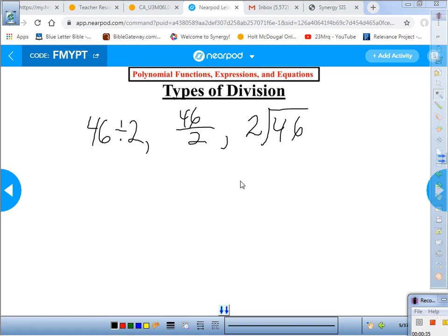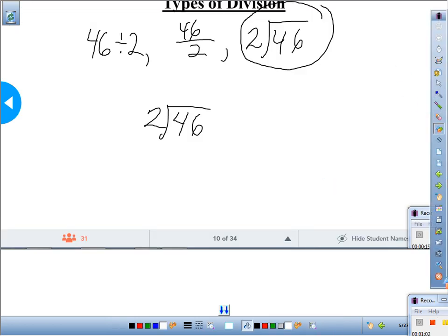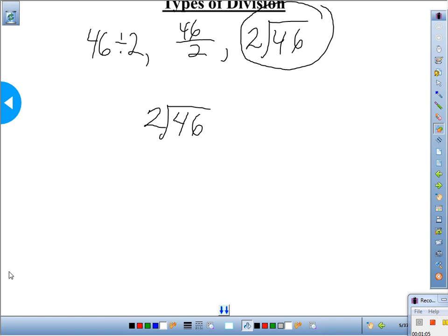However, the one we're going to focus on is long division, which is the one that you guys love, right? Here we go. 46 divided by 2. So writing utensils down, pay attention please. I'm going to go through the process one more time just to make sure I cover all the basics that we need, because today it's dividing polynomials. Here goes the process.